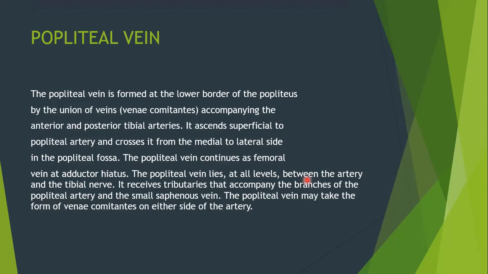So branches such as the inferior medial, inferior lateral, superior medial, superior lateral, and medial genicular veins will drain into the popliteal vein, and also the small saphenous vein, which will pierce the roof of the popliteal fossa to drain into it. The popliteal vein may take the form of a vena comitans on either side of the artery.